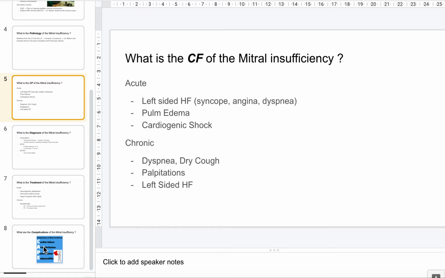What are the clinical features of mitral insufficiency? The clinical features are quite simple. There are acute and chronic clinical features. The acute features are going to be some sort of pulmonary edema, some sort of left heart failure, some cardiogenic shock, and the chronic features are going to be maybe some sort of dyspnea, some sort of dry cough, palpitations, some left-sided heart failure.